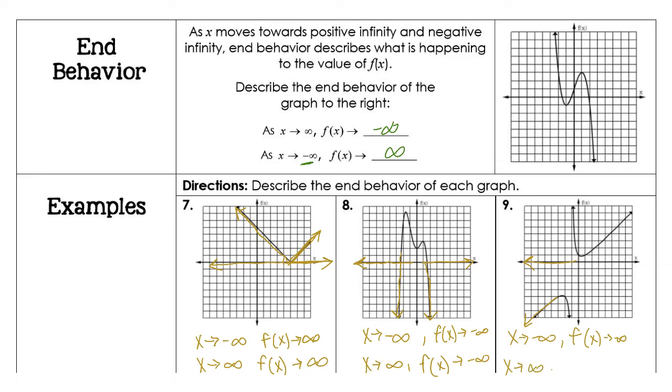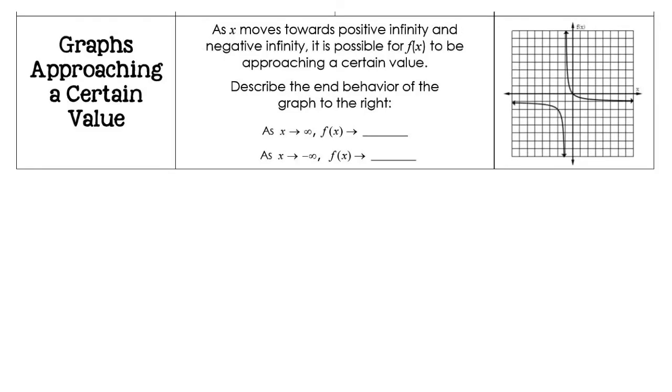As x approaches positive infinity, it looks like my function itself is approaching, it's not equal to, it is approaching, and it could very well be equal to, just nothing says it has to at the moment, that's going to tend toward positive infinity. The next thing we're going to look at is when graphs approach a certain value. So it doesn't have to be positive or negative infinity.